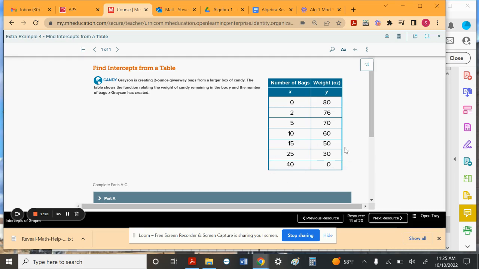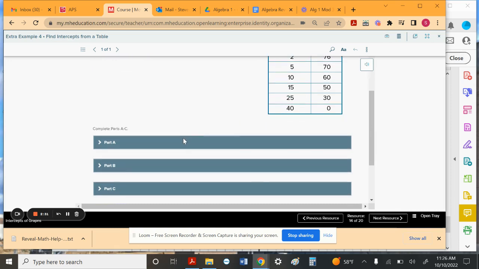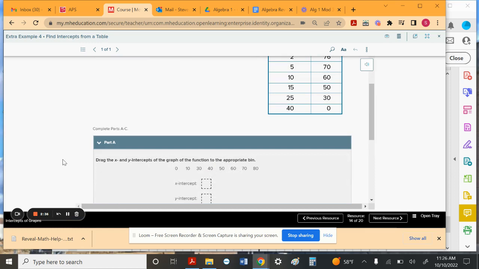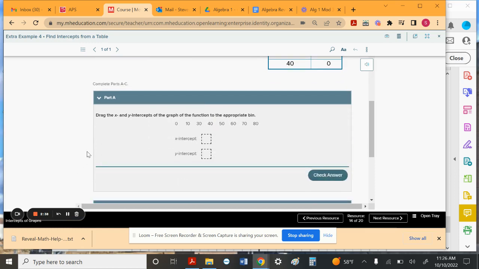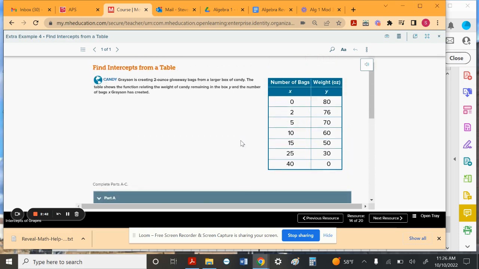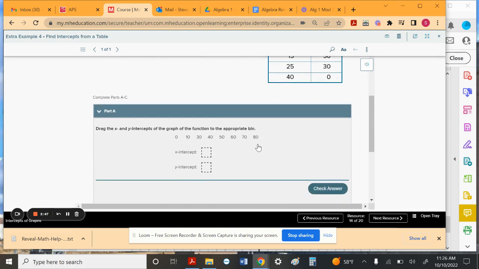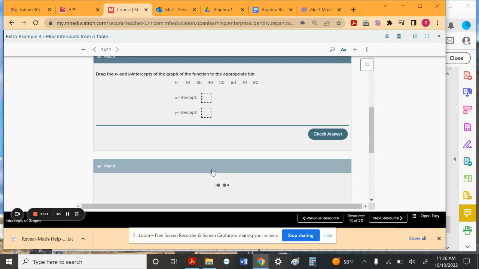So that would be my x-intercept. So this is my y-intercept. This is my x-intercept. Remember, for x-intercepts, y is 0. For y-intercepts, x is 0. So that's what we have there. So if we look at part A and part B, it tells you that kind of stuff. Drag them down to figure out what the x-intercepts are. So we know that my x-intercept is, so that's y is 0, so it's 40. And my y-intercept is 80. So we have that one there.